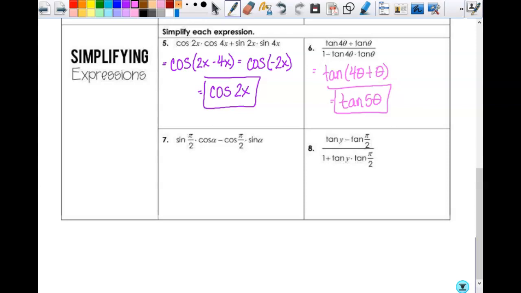All right, sine times cosine and cosine times sine, that's going to be a sum or difference of a sine angle. And since it's sine and this is minus, it's the difference. So this will be the sine of a minus b. So this is going to be pi halves minus alpha. And then sine of pi halves minus alpha, if I look at my reference chart, is equal to cosine alpha.